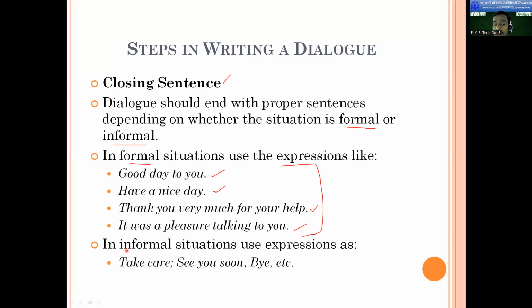And if the situation is informal, in that case, people can use this. Take care, see you soon, bye, and again all these words also. The people can find Tata, all these words are there, that the people can use. So this way you can close any dialogue, any situation that you people are given.